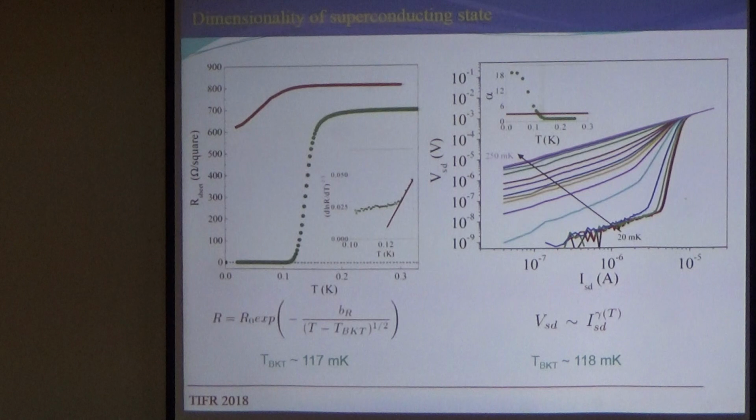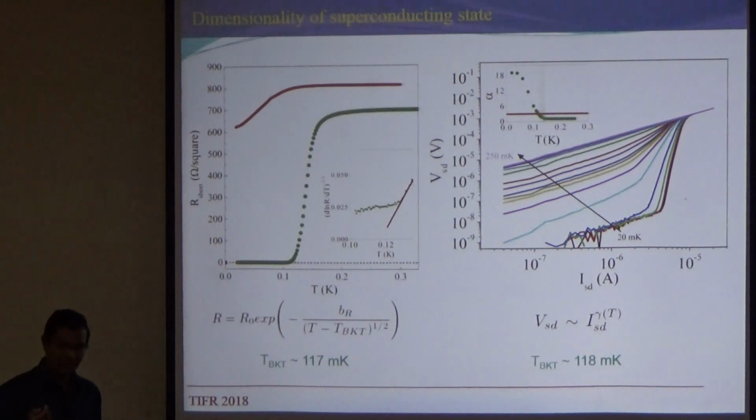The second thing you can do is measure the current-voltage characteristics of the system. In this regime, below the Kosterlitz-Thouless transition temperature or close to it, V goes as I to the power gamma, where gamma is a function of temperature. This is a plot of gamma as a function of temperature, and the temperature at which gamma becomes 3 is, by definition, the Kosterlitz-Thouless transition temperature.